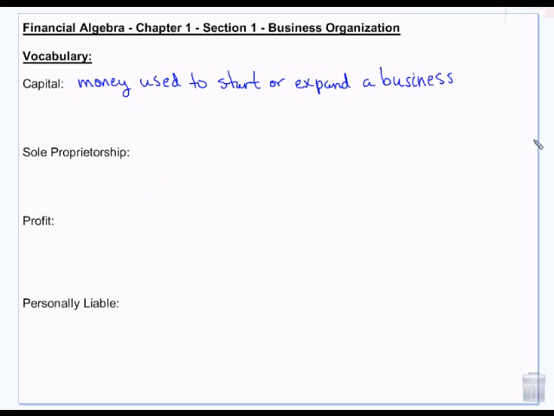A sole proprietorship is a type of business. Sole means one, so it's a business owned by one person. And that person is personally liable.